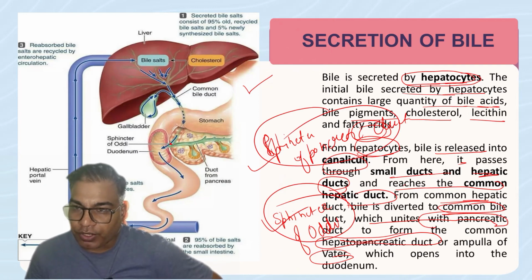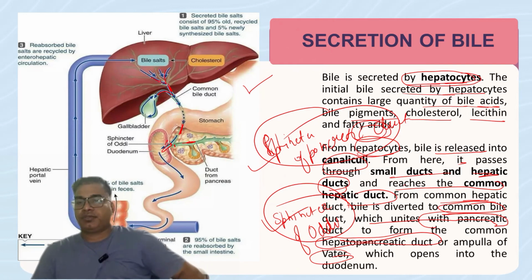There is a sphincter of Oddi. There is a sphincter of pancreatic duct. This is the ampulla of Vater, common bile duct, pancreatic duct, cystic duct, right and left hepatic duct, common hepatic duct.